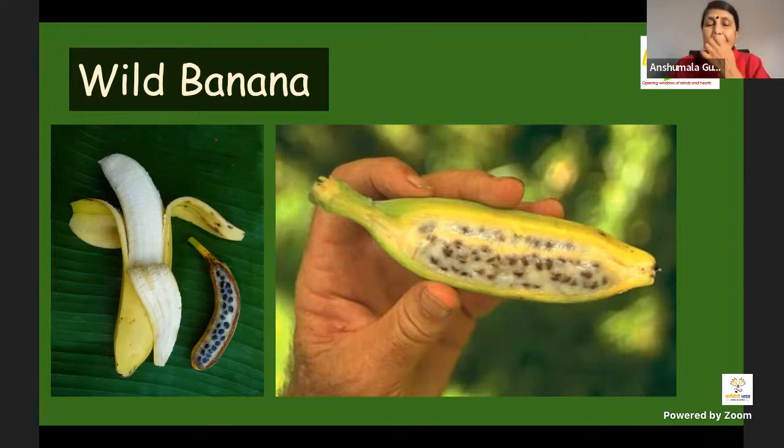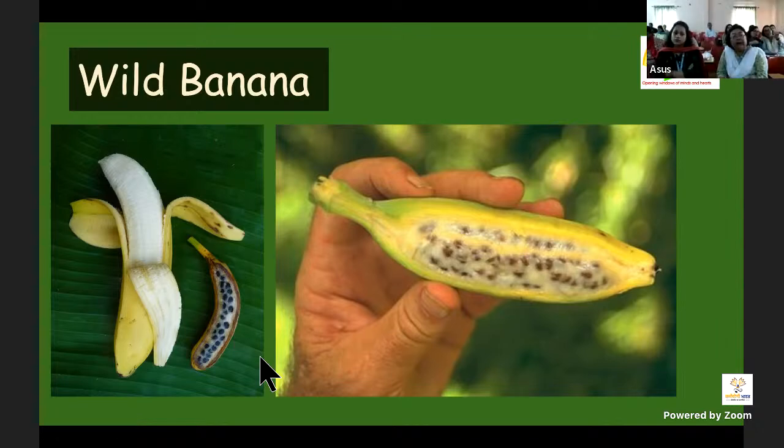I mean, see, a banana born in the wild would have a lot of seeds inside the pulp. Right? It's full of seeds. You can see here, full of seeds, very little pulp. So from here, how did humans reach here, where the banana we eat today hardly has seeds, and it has a lot more pulp? So how did this transition happen?